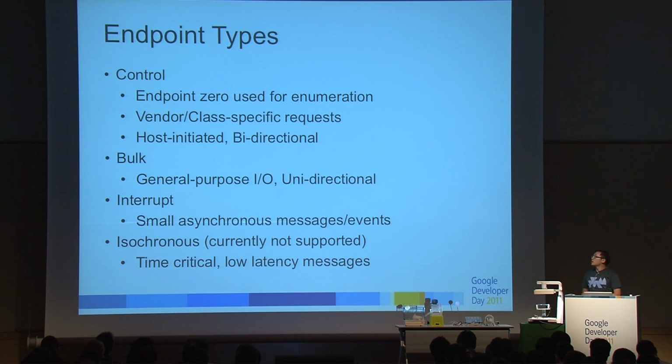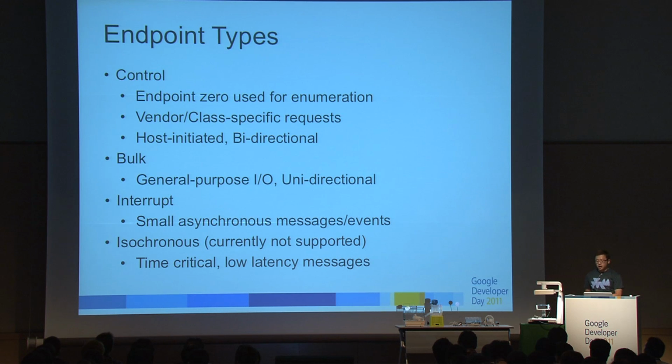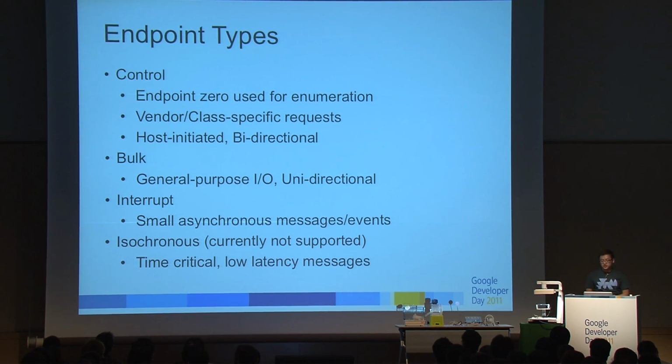But for the rest of the time, most of the time you will use the bulk endpoint. This is a general purpose I/O endpoint, and you have to specify the direction when you use it. The third one is interrupt. This is more for small messages, for events. And the last one is asynchronous. Currently in the API, this is not something we support, but we are working hard on that and hopefully we can add this feature in the near future.